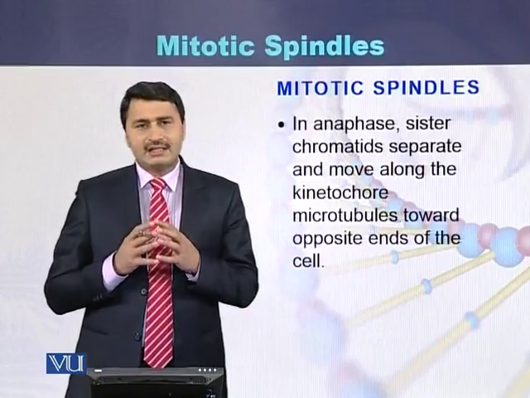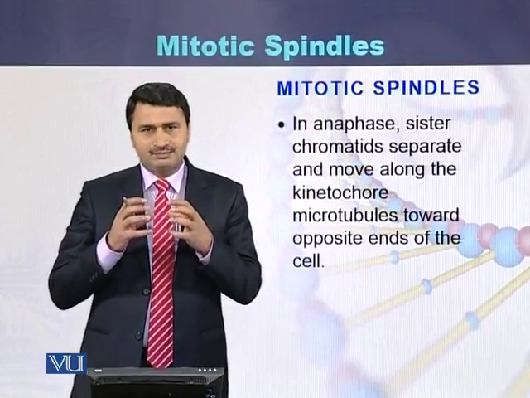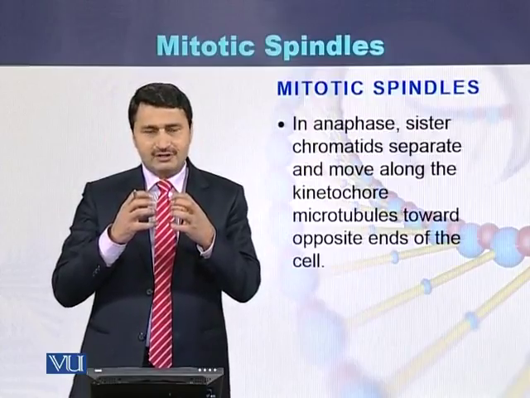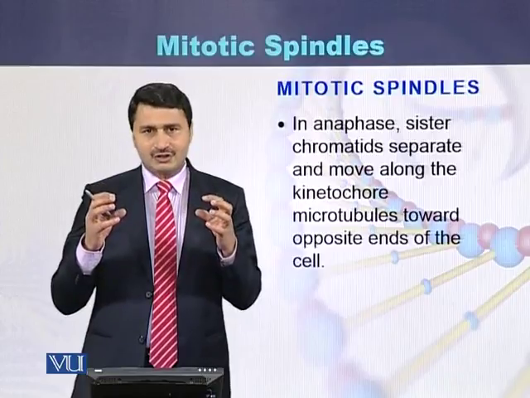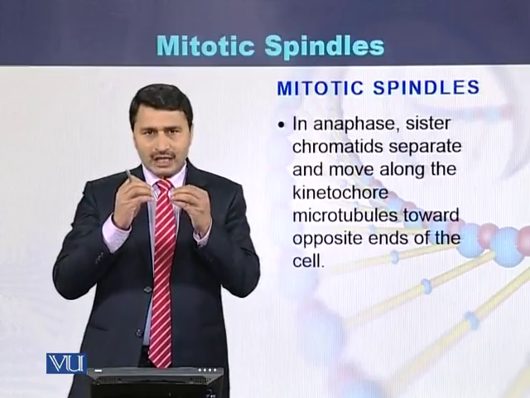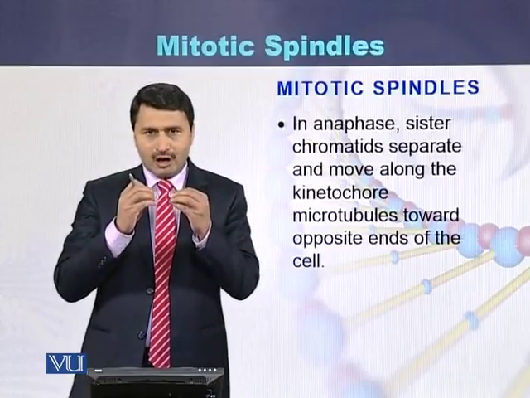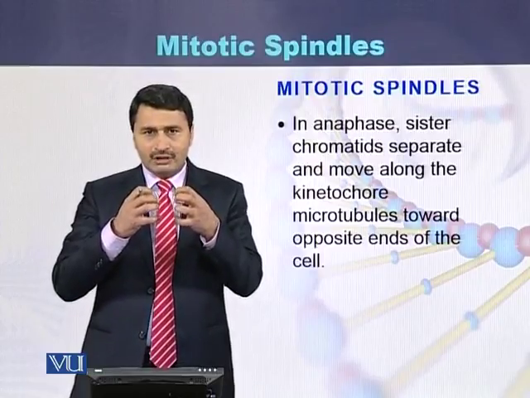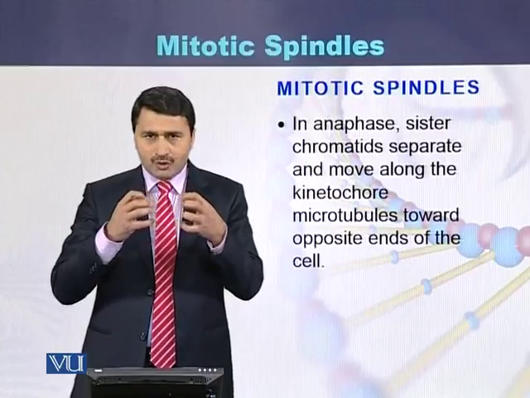In anaphase, sister chromatids separate with the help of spindle fibers which emit from the centrioles. They join to the kinetochore position of the centromere of the chromosomes and they move the chromosomes in the opposite direction.